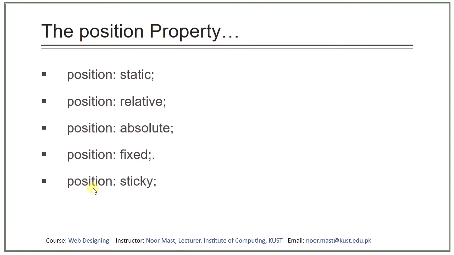Sticky position. An element with position sticky is positioned based on the user's scroll position. A sticky element toggles between relative and fixed depending on the scroll position. It is positioned relative until a given offset position is met in the viewport. Then it sticks in place like fixed position elements.